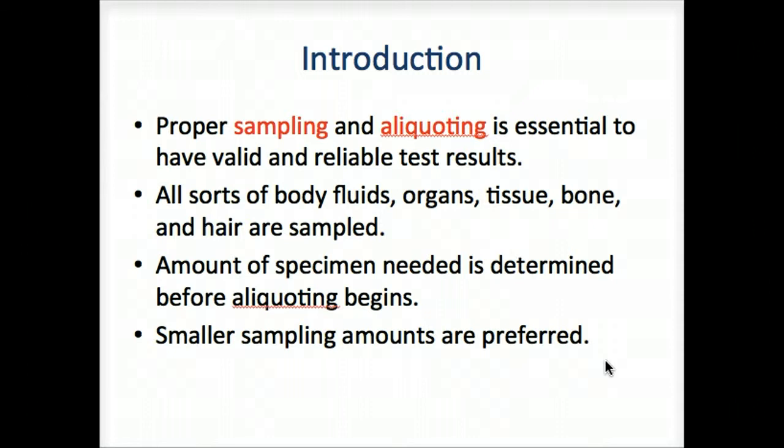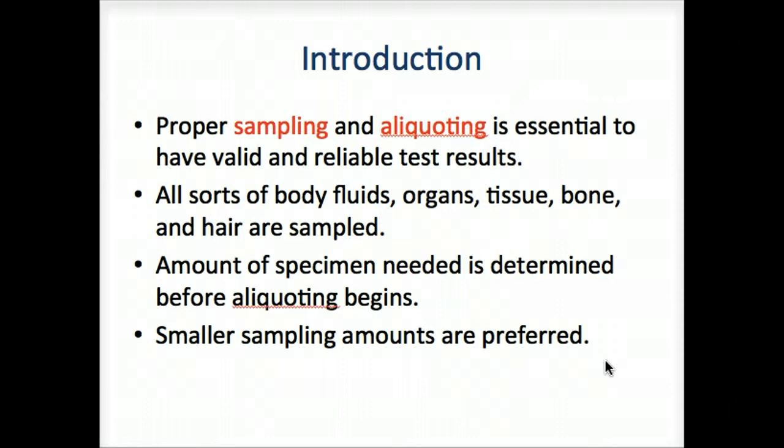All sorts of body fluids, organs, tissue, bone, and hair are often sampled at autopsy or examination of the body. Whole blood, urine, brain, liver, gastric contents are often obtained. In more unusual cases, bile, vitreous fluid, internal tissues and organs such as the kidney, lung, spleen, hair, nails, bone, bone marrow, skin, fat tissue, and muscle are sampled.